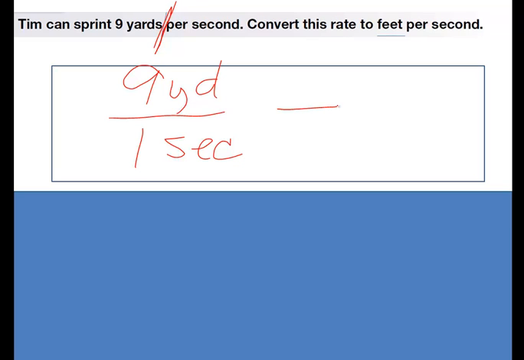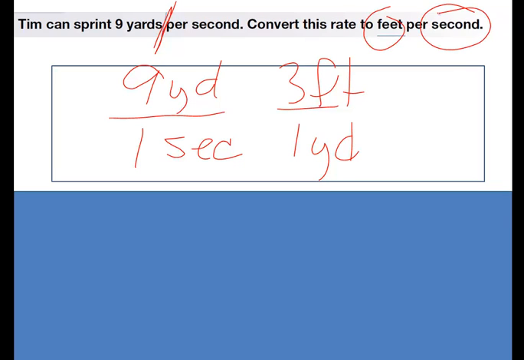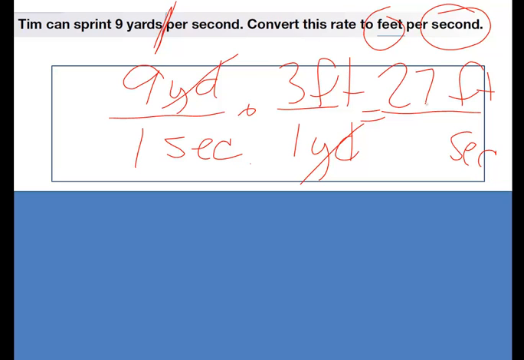Okay, so we want 1 yard is equal to 3 feet. Is that correct? Do you agree with that? I hope so. So it wants feet per second. So now our yards are going to cancel out. Do we now have in our answer over here on the top only feet, and what do we have only on the bottom? Seconds. So do we have feet per second? We do. Now we just got to multiply. 9 times 3 is 27, and so 27 feet per second is our answer.